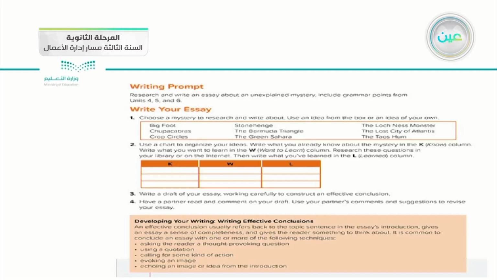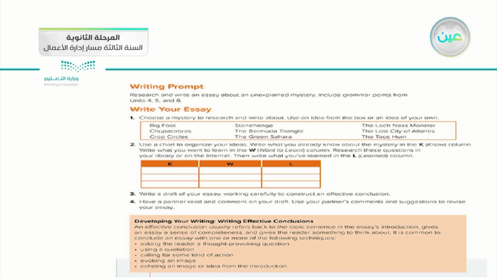Elements or important points if you want to apply them to an essay. Let me give you quick things about developing your writing, an effective conclusion, what I talked about quickly in the previous point. They told us an effective conclusion usually refers back to the topic sentence in the essay's introduction. So when you write an essay, you should put an introduction first, then the body, and the last one is the conclusion. The conclusion belongs to the introduction, but if you want to make it effective, there are some steps. What are the steps?